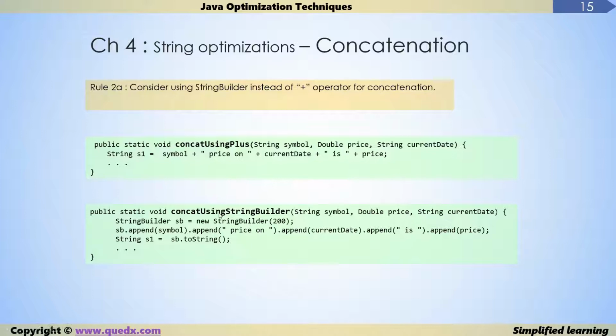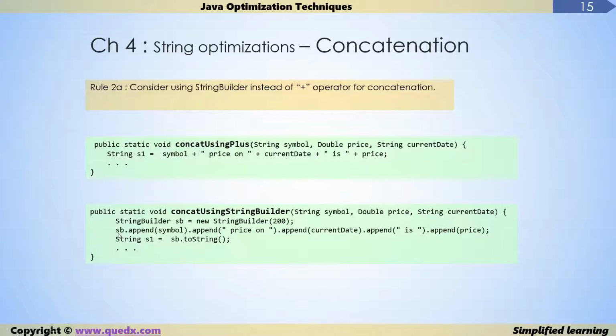In the second case, we have the same functionality, but instead of using the plus operator, we are using a StringBuilder. So in this case, first we are creating a StringBuilder object, and we are allocating an approximate size, in this case 200 characters.